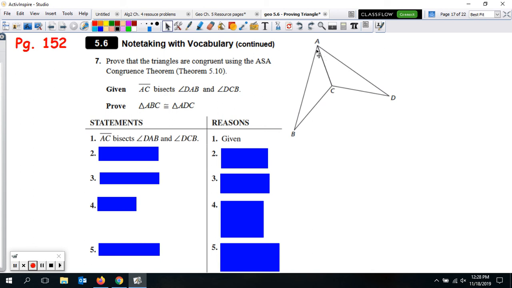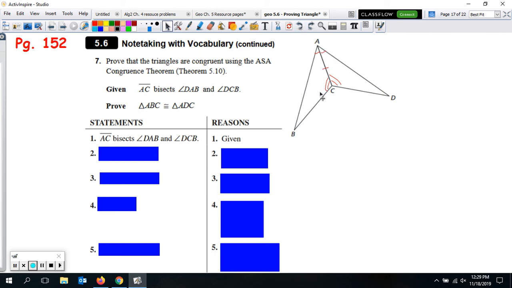So just because of that fact, we do know that these two angles are going to be congruent because it cuts it in half. Bisecting means it cuts it into two equal halves. So we know right there that these two are congruent. We also know that these two angles here are going to be congruent because this is being cut in half as well. We also see from the diagram that we are going to have a shared side right here. Shared side is congruent always to itself with a reflexive property.